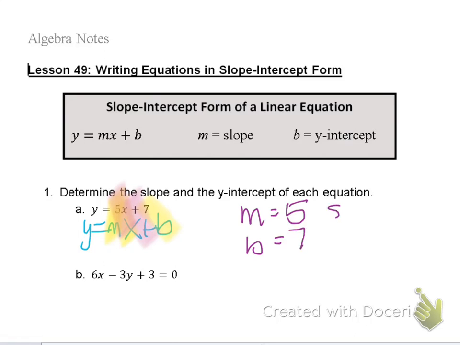So the m is the slope. If we were graphing this, it would be 5 over 1. And the b, the 7, is the y-intercept, which is where the line crosses the y-axis.